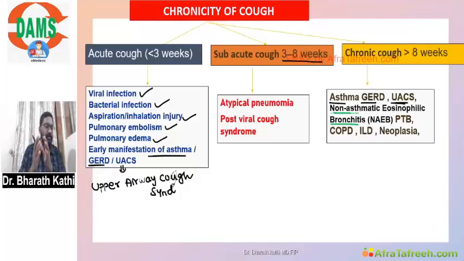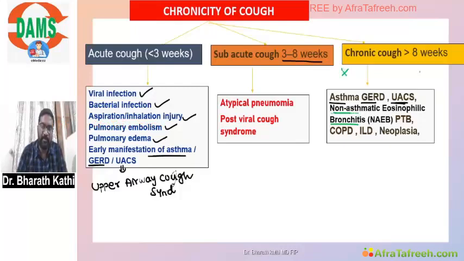duration. So when do you call it an acute cough? Less than 3 weeks duration. When do you call it a subacute cough? 3 to 8 weeks duration. When do you call it a chronic cough? More than 8 weeks. So examiners will be especially particular regarding this chronic cough.